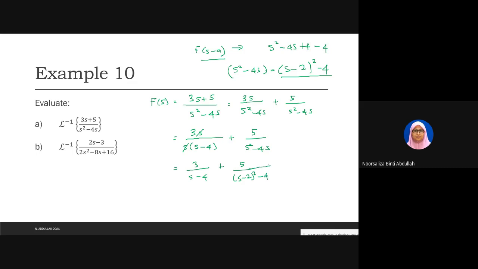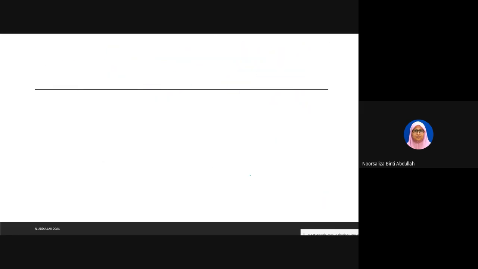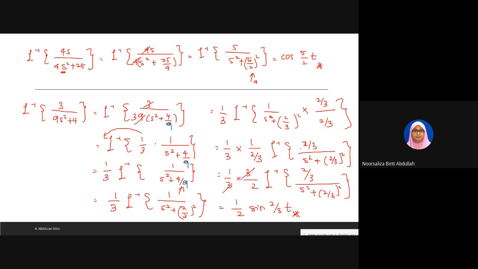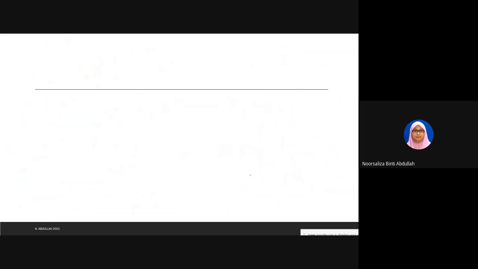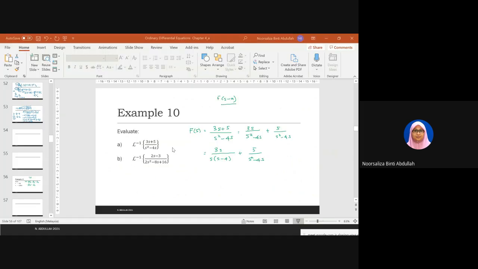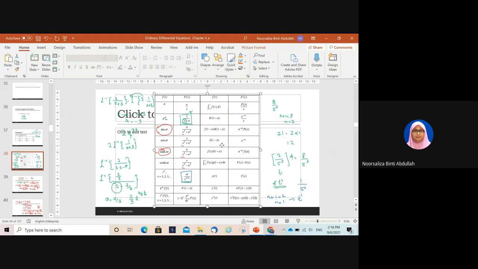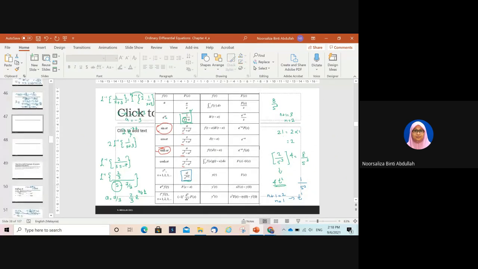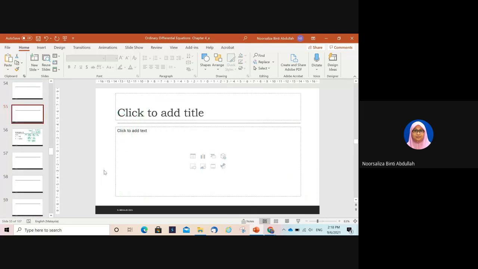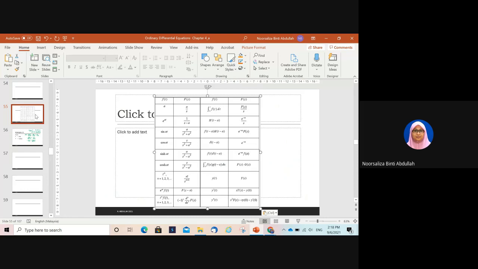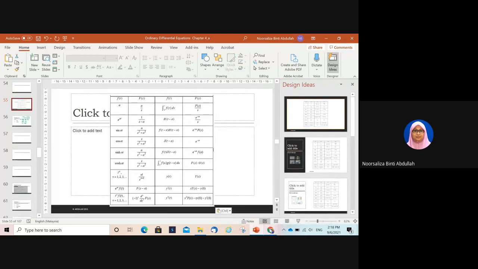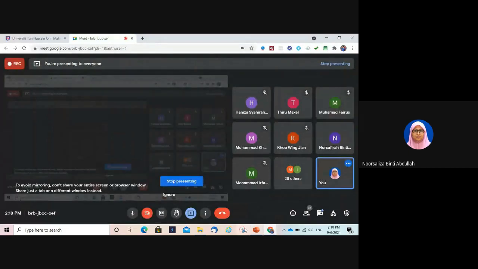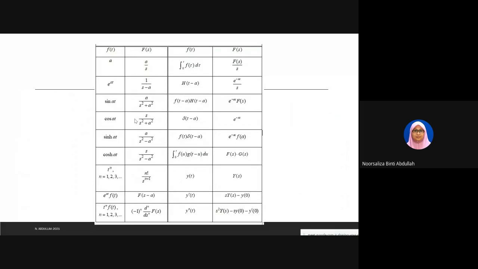Then you refer back to this table. You refer to this table.